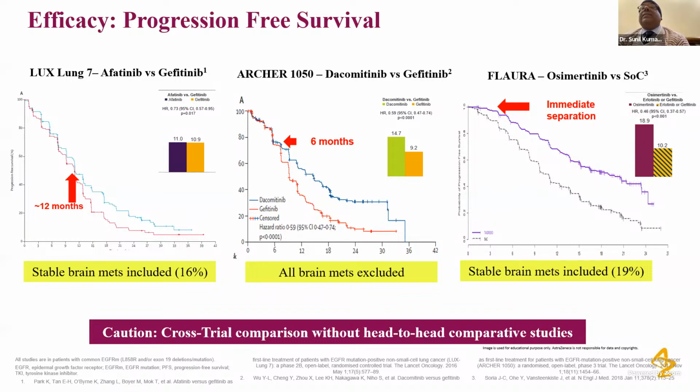If you see the second generation TKI, dacomitinib, when compared with gefitinib, for 6 months they were overlapping, and all brain mets were excluded in this study. Response rate is 14.7 versus 9.2.